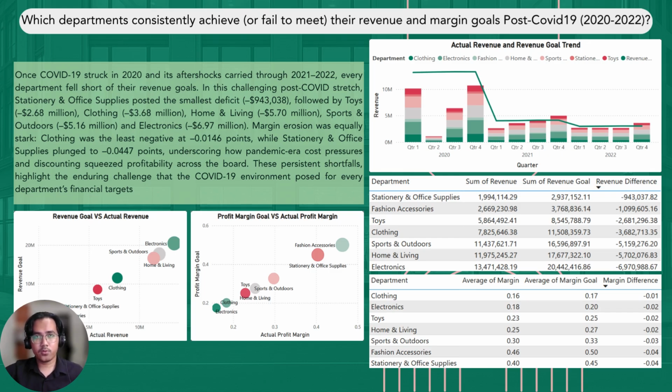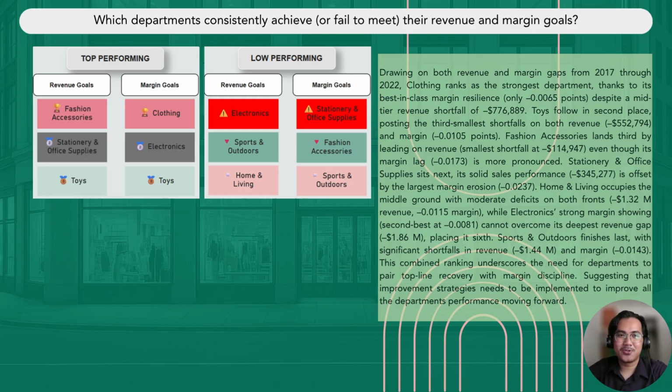Now that we have understood the situation before and after COVID for the department store sales, can we determine the best department and the worst department overall? The answer to that is yes. With all the data we have collected, using the total performance ranking of revenue goals and margin goals of 2017 up until 2022, we can determine the best and the worst department in the store by using a weighted average of each department's ranks in their revenue and margin performance.